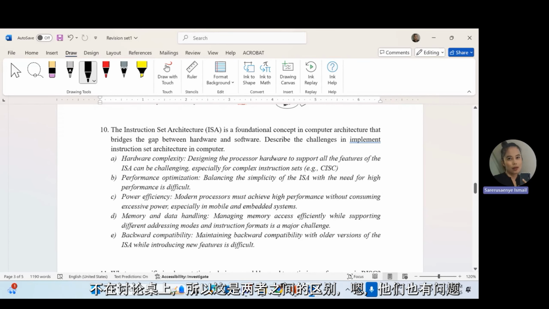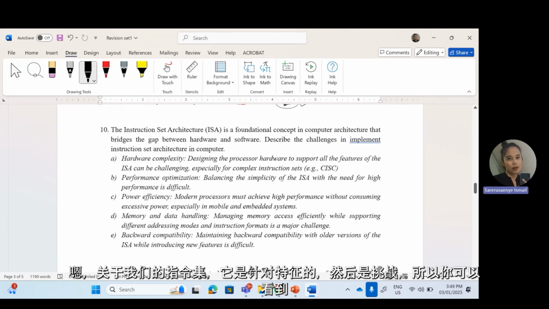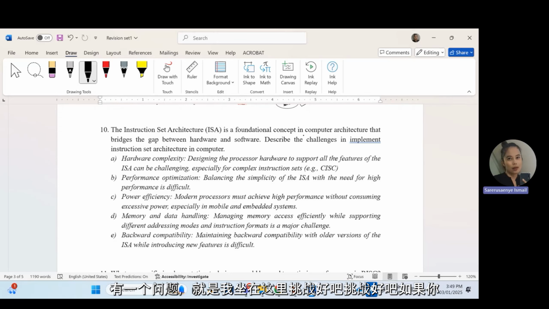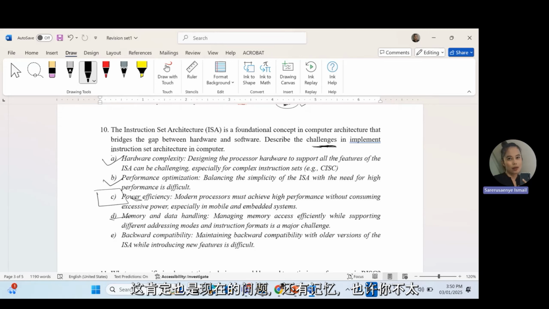They also have questions about our instruction set: what the features are and what the challenges are. So you can see there is a question here about the challenge. If you implement that instruction set computer architecture, there can be many: hardware complexity, performance optimization, and power consumption. Definitely this has also become an issue right now, and also memory. And maybe you're not very familiar with E, where we talk about backward compatibility. What does backward compatibility mean?